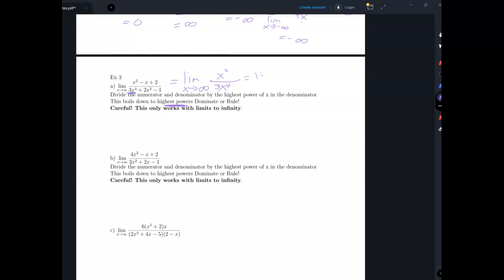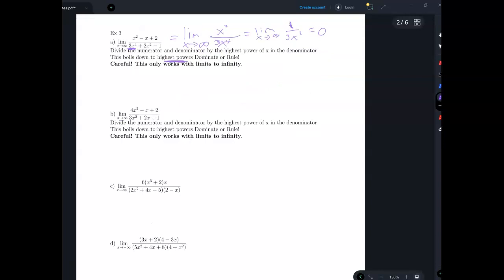So again, I can cancel. So I get 1 over 3x squared. Put in infinity, I get 1 over infinity. That's 0. Again, make sure you're only doing this with x's to infinity. So limit as x goes to infinity, highest powered term from the numerator, highest powered term from the denominator. Cancel the x squareds, I get 4/3.